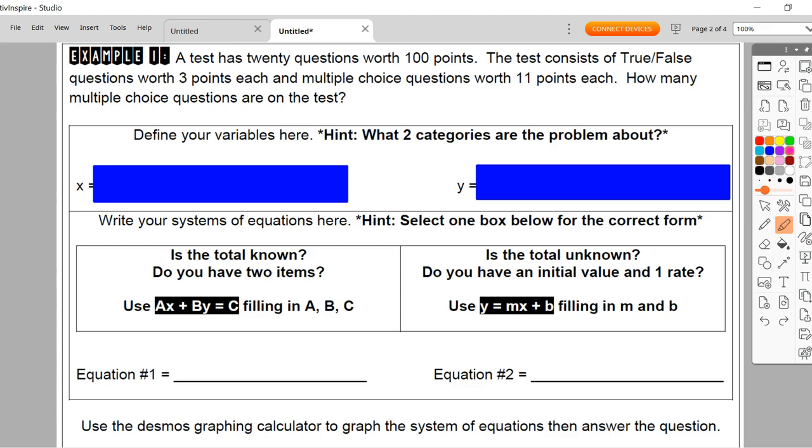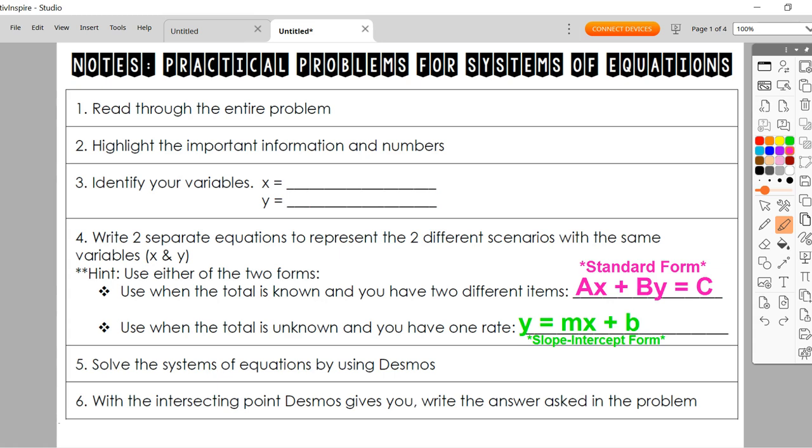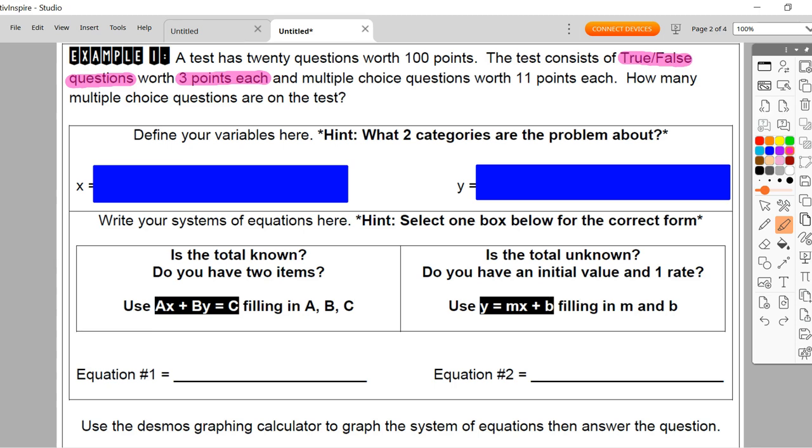First color, I'm going to highlight everything that was talking about points here. So I'm going to highlight my 3 points each, and that specifically went with the detail of my true-false questions. Like I said in step number 2, we highlight the important information as well as the numbers. Next number I have here dealing with points will be 11 points each, and that was specifically for my multiple choice questions. After that, the only other number that I have here that's dealing with the points is 100. And that was talking about the whole test being worth 100 points.